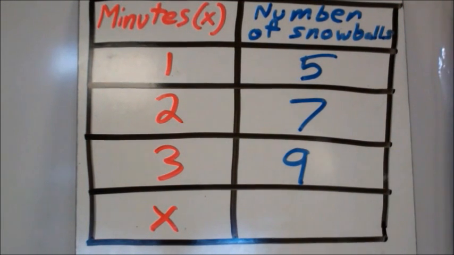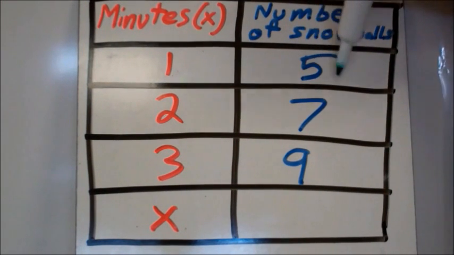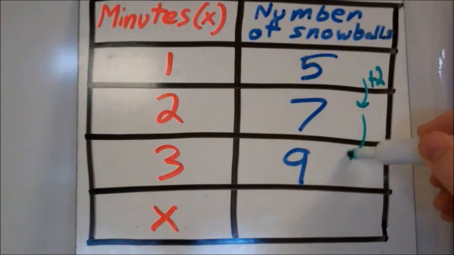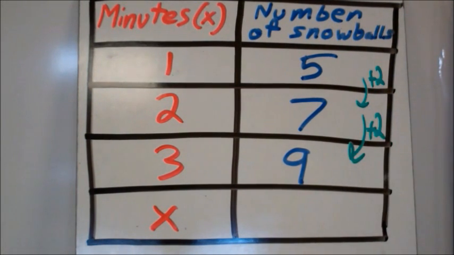First we should ask ourselves, is this arithmetic or geometric? So let's look at our number of snowballs. From 5 to 7, that's plus 2. From 7 to 9, that's plus 2. So we know that since we're adding the same number to increase our value, that's an arithmetic sequence. This helps us out a lot.